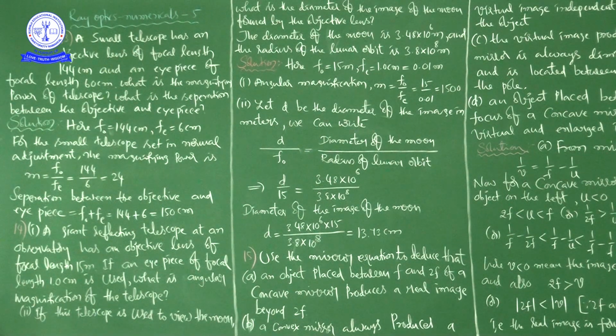See here, in our problem, as we discussed, first we write the given things: F0 is equal to 15 meters, and Fe is equal to 1 centimeter, which you can write as 0.01 meter. Now first, they are asking us to find the angular magnification of the telescope.